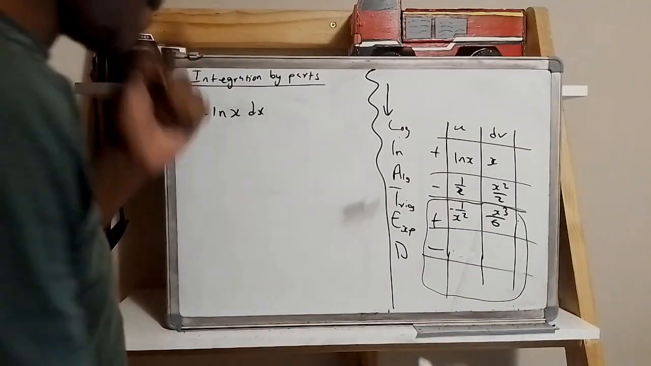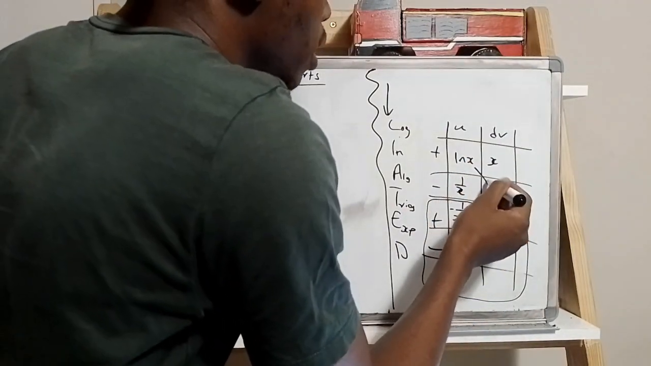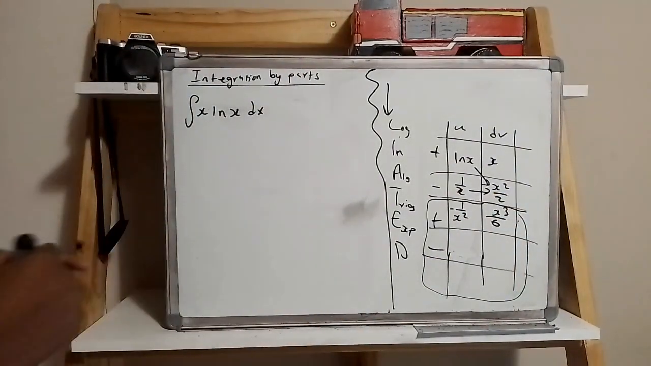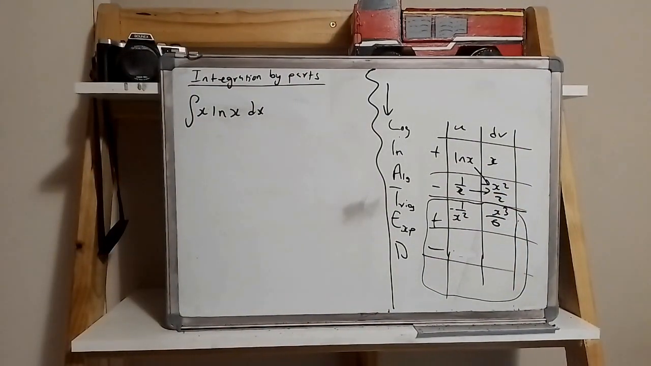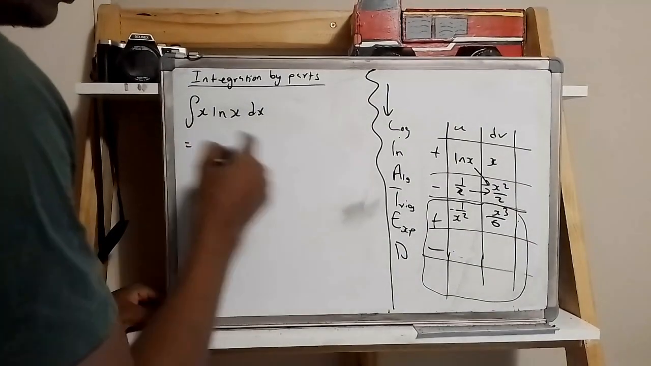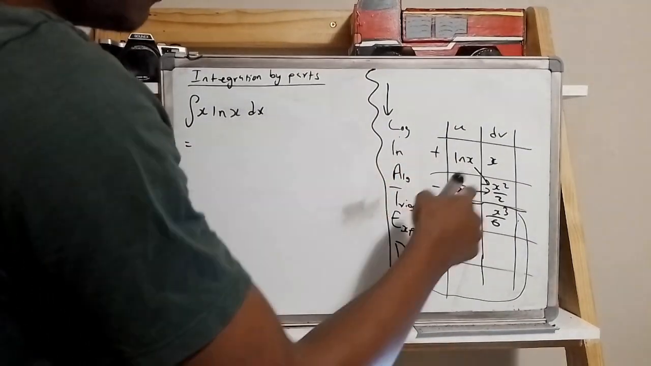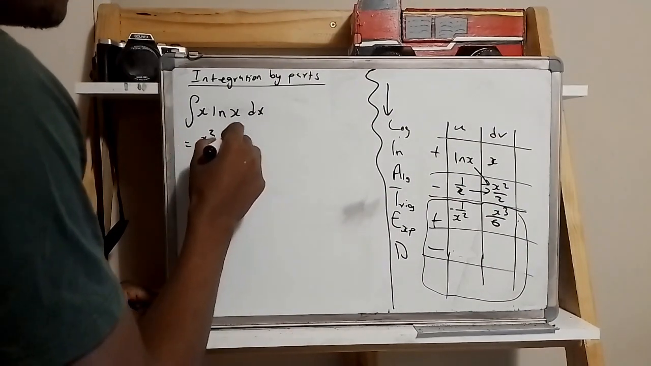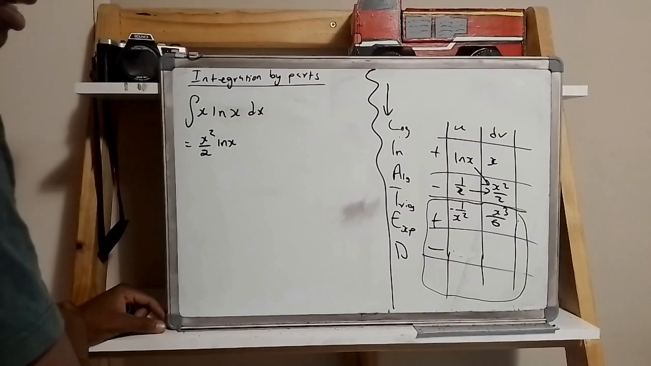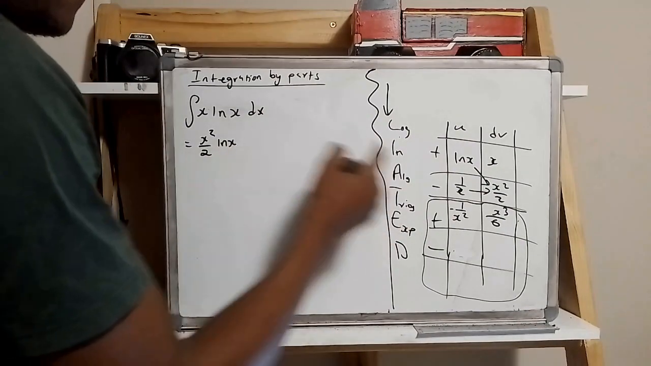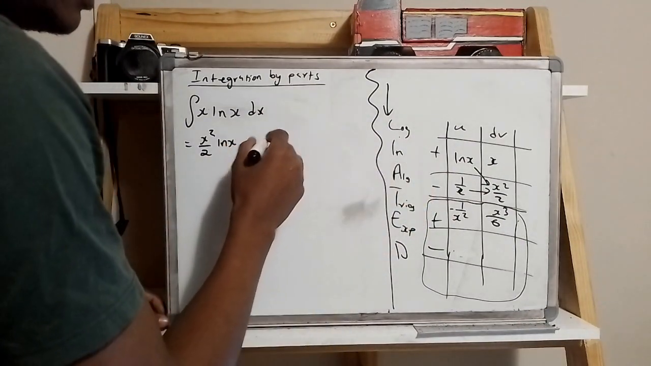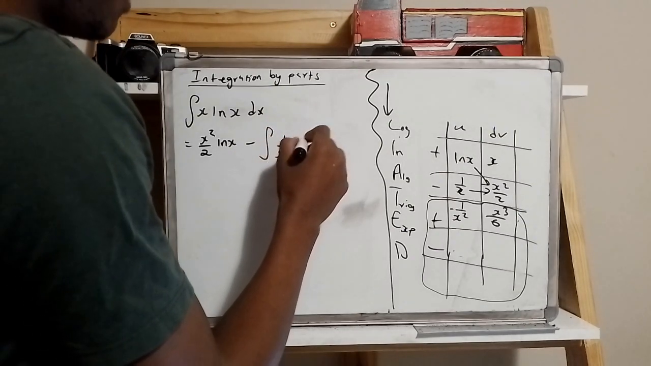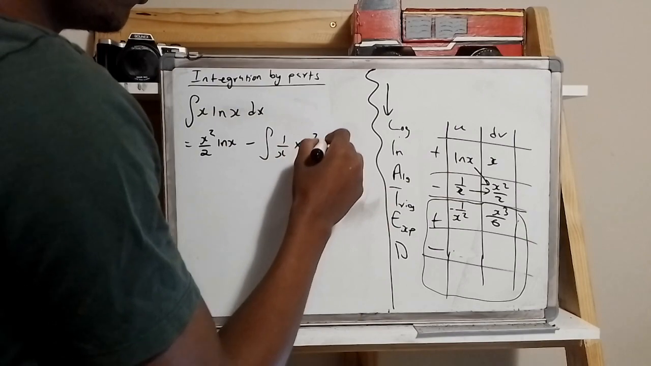Right? So now, I'll just take this one, multiply it with that. This one, multiply it with that. Right? When I do that, it will give me what? It will give me positive ln of x multiplied by x squared over 2. It will be x squared over 2 ln of x, right? Then minus the integral of 1 over x multiplied by x squared over 2 dx.